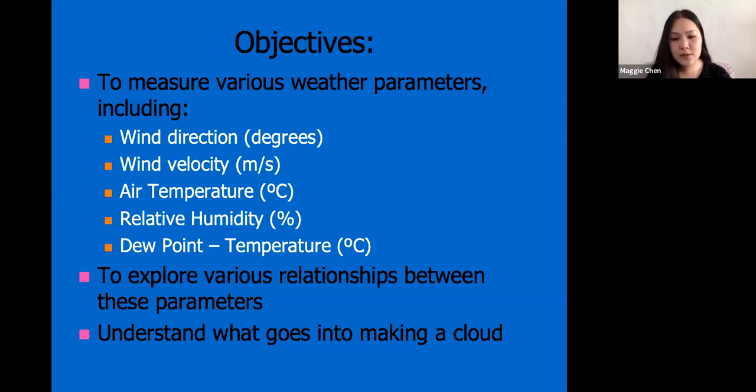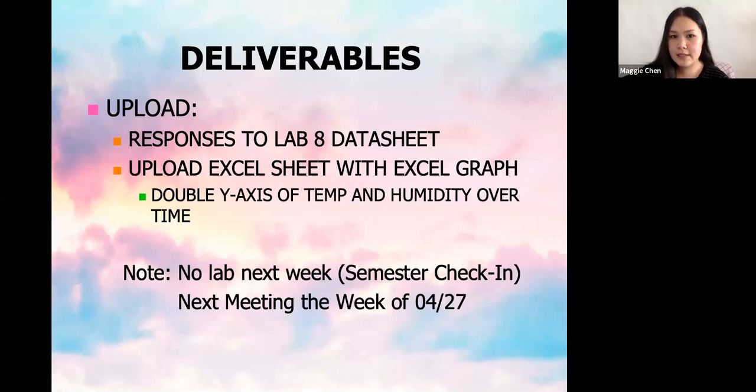We're going to explore the various relationships between these parameters and understand what goes into making a cloud through a lab walkthrough of what it would look like. So the deliverables for today: at the end of the day, you're going to upload your responses to the Lab 8 datasheet, which is on Canvas, in the Lab 8 Canvas page. And then you're also going to upload an Excel sheet with one Excel graph where we're using the USF data and making a double y-axis chart of temperature and humidity over time.